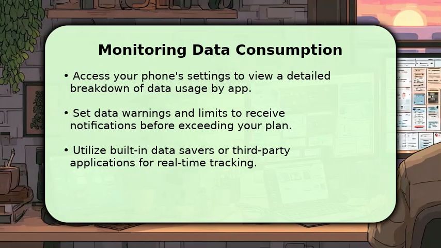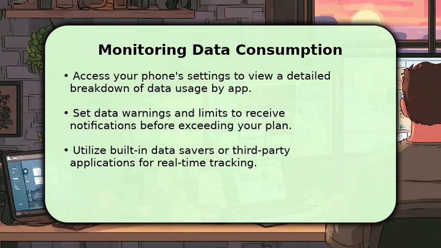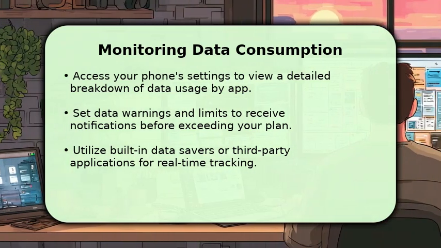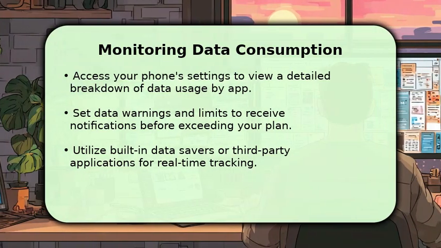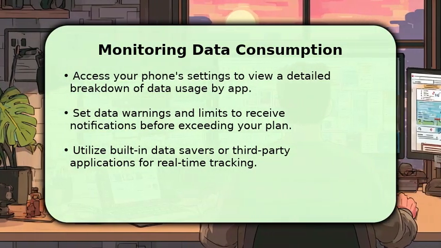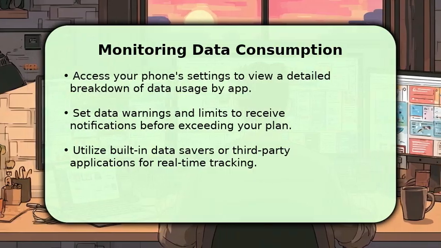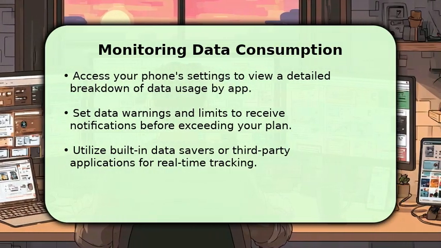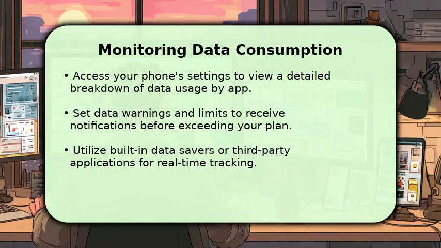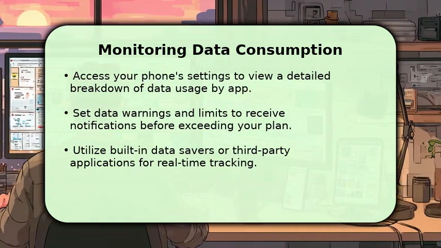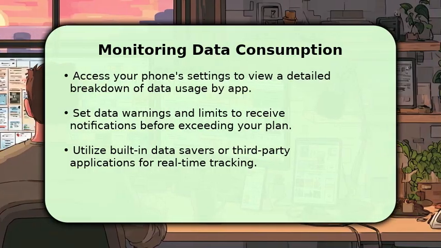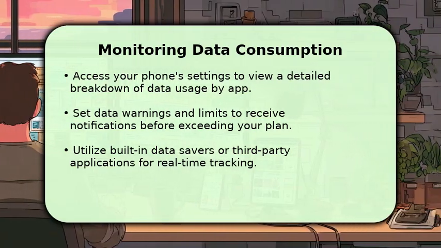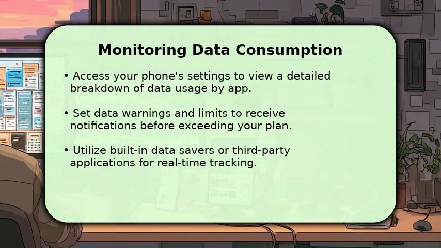To monitor your data, navigate to your phone settings and look for data usage or mobile data. Here, you'll see a comprehensive list of applications and their individual data consumption over a specific period, often the last 30 days. You can also set a data warning, for example, at 2 gigabytes and a hard limit, perhaps at 5 gigabytes, to prevent overages. Many devices offer a data saver mode too.